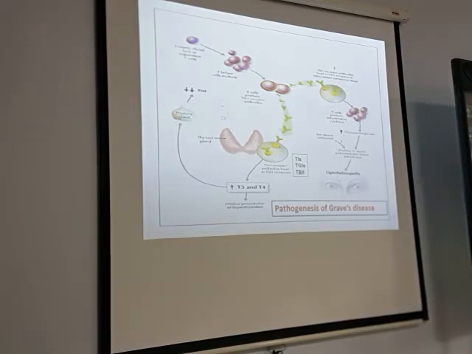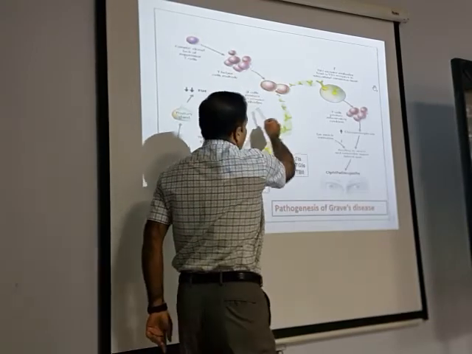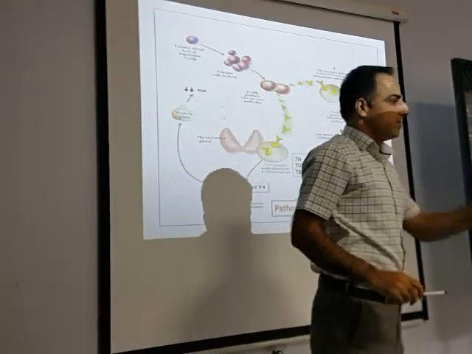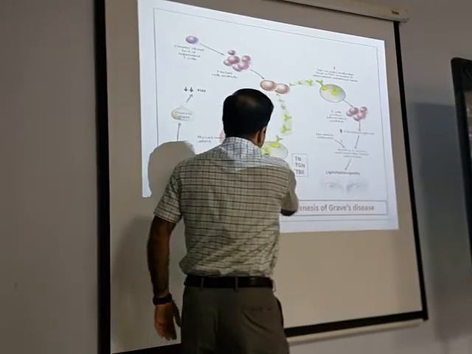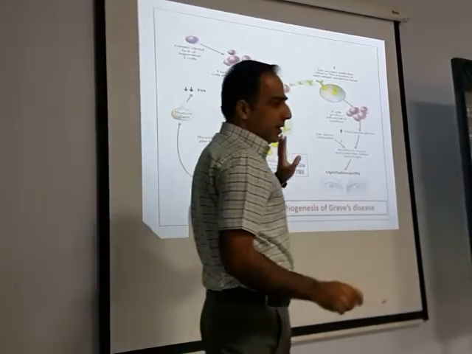But if there is something wrong with this, if there is a lack of these suppressor cells or some genetic mutation, what will happen? This suppression will be gone, so helper cells will be active now. They are not being suppressed, so they will go and attack the thyroid. They will not directly attack the thyroid. They will stimulate the B cells, which form the antibodies. These antibodies go to the thyroid and cause the symptoms, like increasing the T3 and T4.